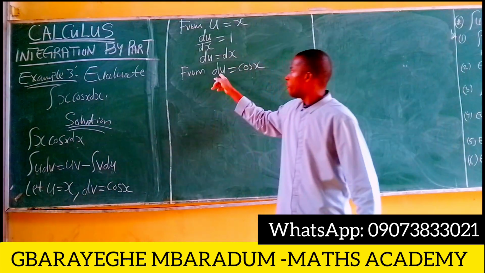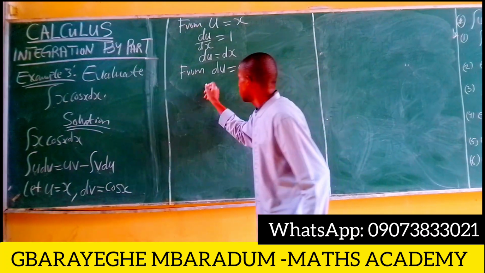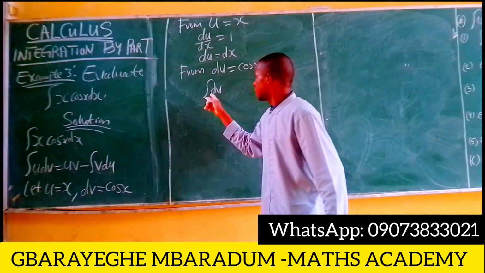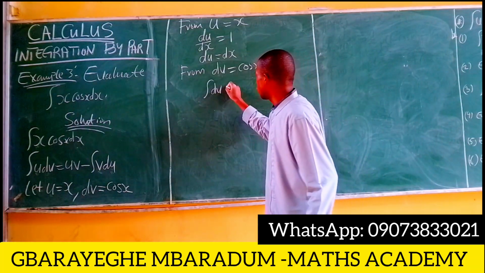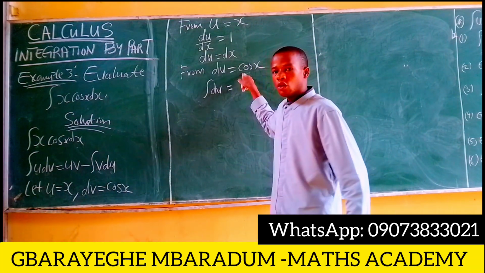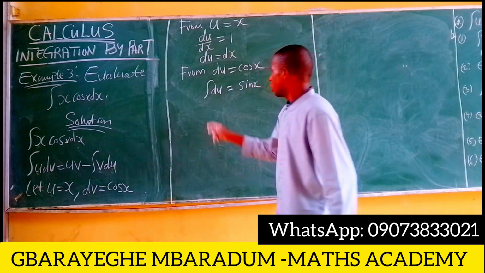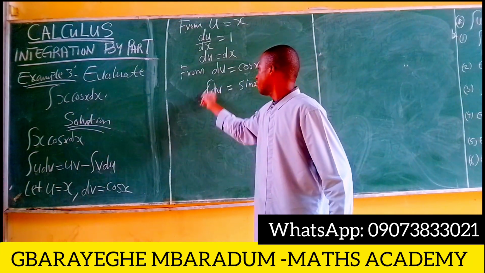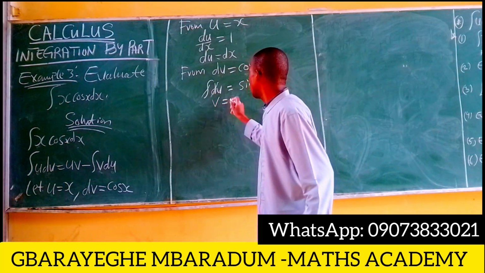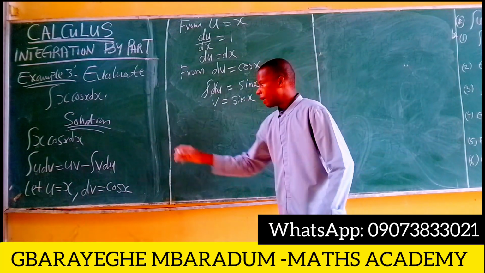Now for us to find our v, we are going to integrate this dv. So v becomes the integral of dv. Now look at this. The integral of dv equals what? If we integrate cos x, we have sin x. The integral sign cancels out the d, and this will be left with v. So our v becomes sin x.